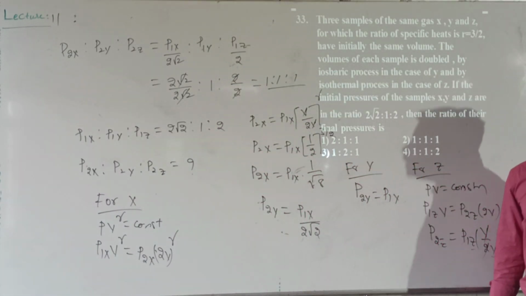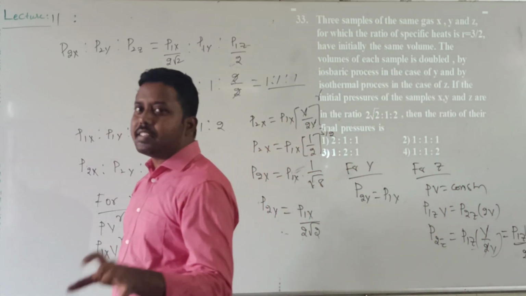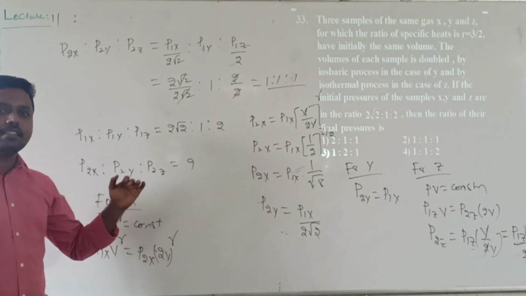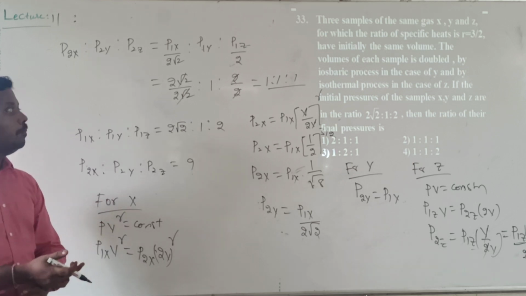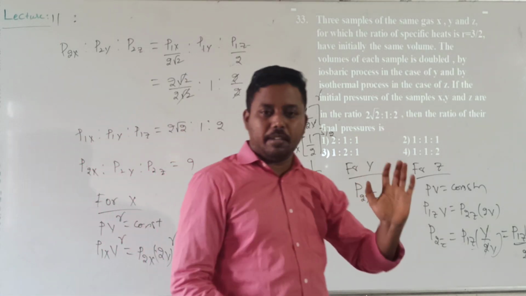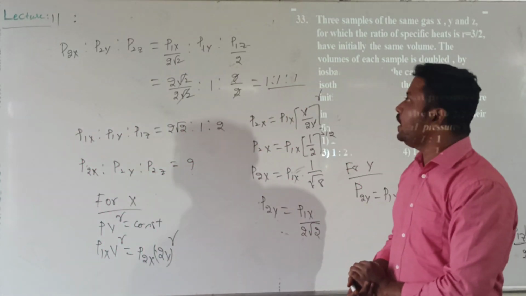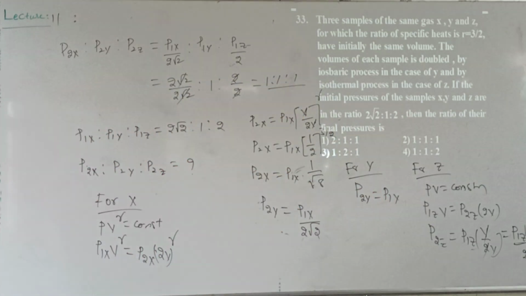What does it mean? The final pressures are the same, though initial pressures are not the same; only the initial volumes are the same. But different systems are allowed in different processes. According to this given data, the final pressures are the same. Okay? So the answer is 1 is to 1 is to 1. This is question number 33.